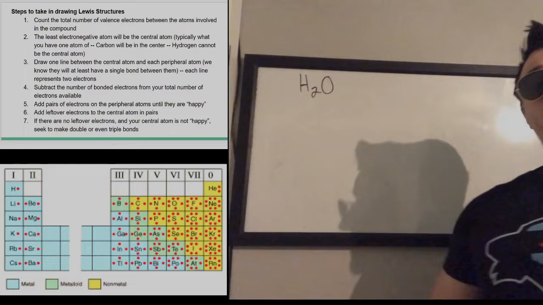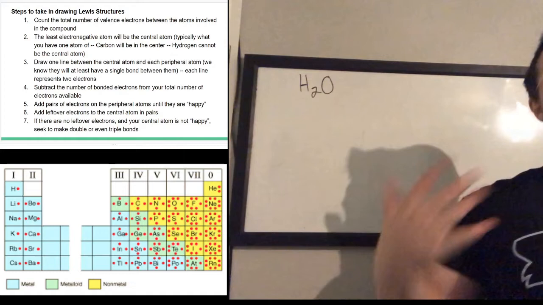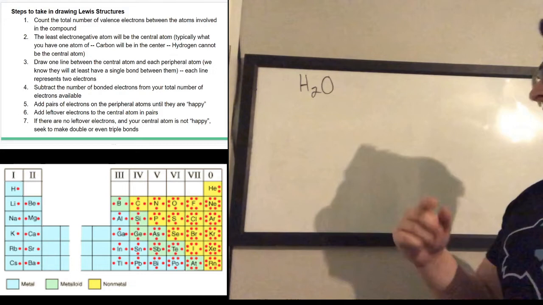Next, we are drawing water, H2O, and as your first step was in the last problem, it's the same for every single one of your problems. First step is to count up how many electrons you have. I've got two hydrogens and one oxygen.